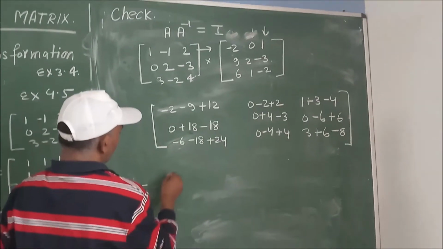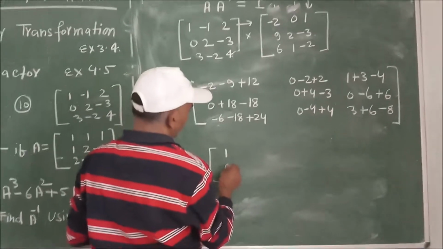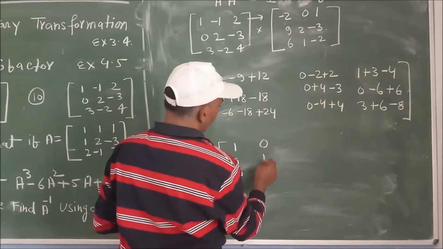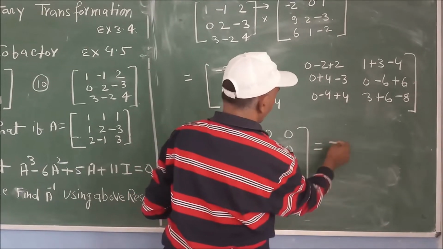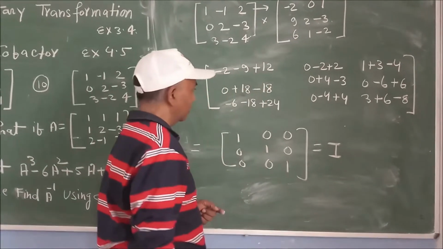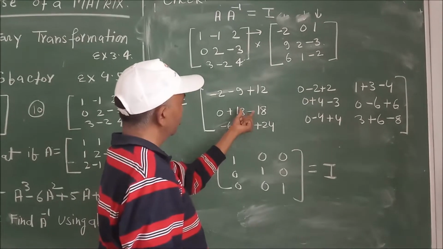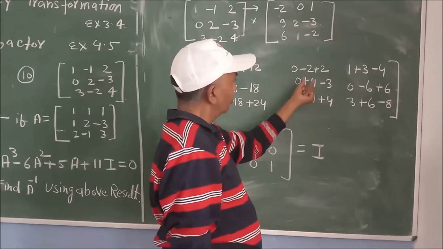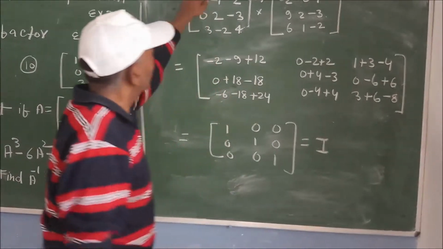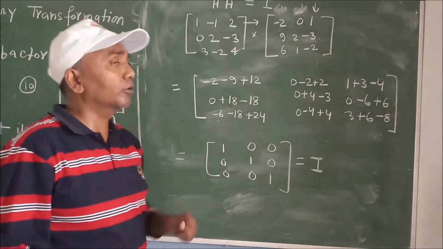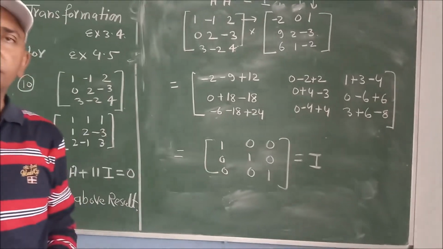This will equal 1, 0, 0, 0, 1, 0, 0, 0, 1, which is an identity matrix of order 3 cross 3. So this is 0, this is 0, this is 1, 0, 1, 0, 1, 0, 0. So if you multiply A to A inverse, it will always equal the identity.